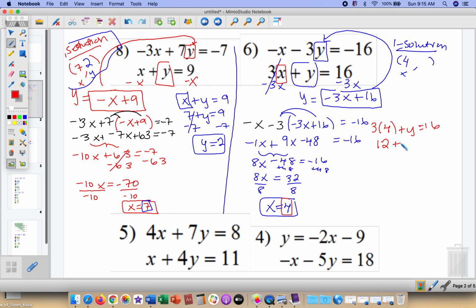3 times 4 is 12. 12 plus y equals 16. We can subtract 12 from both sides. So we would have y equals 4. So the y coordinate is also 4. So the solution is 4, 4. There's one solution.